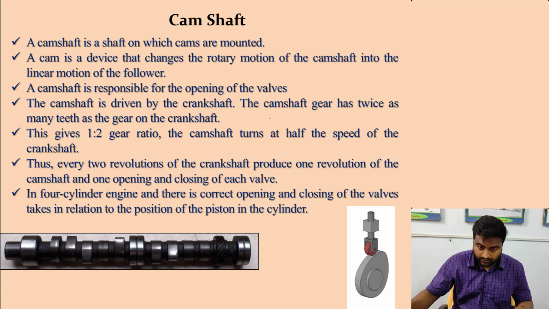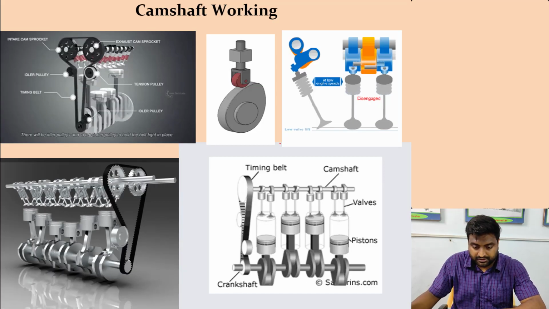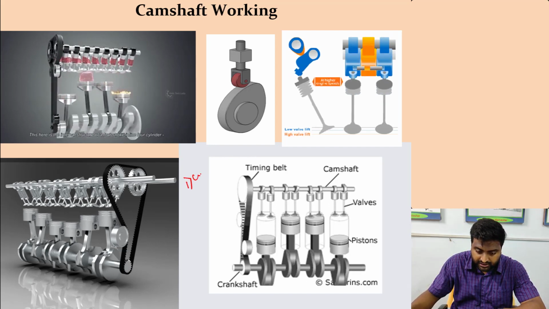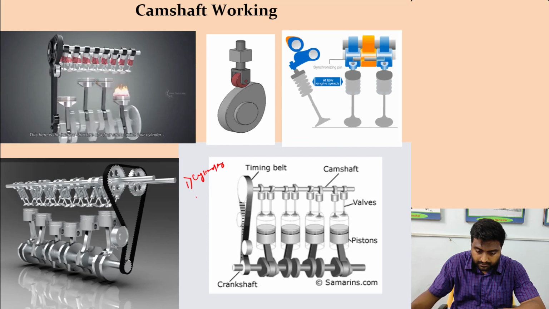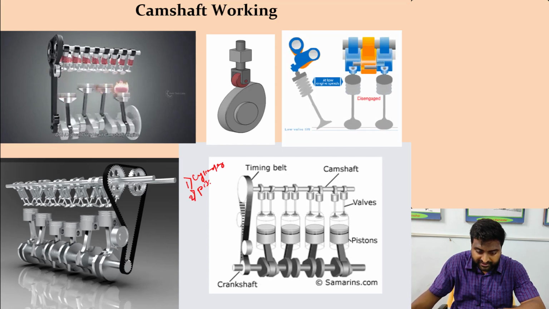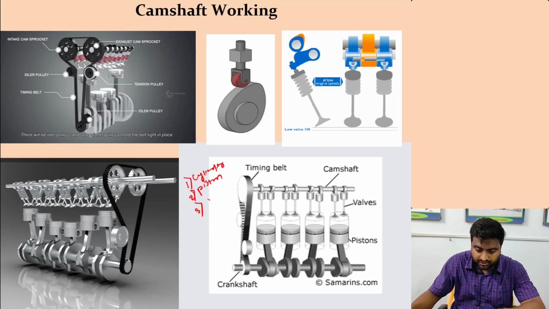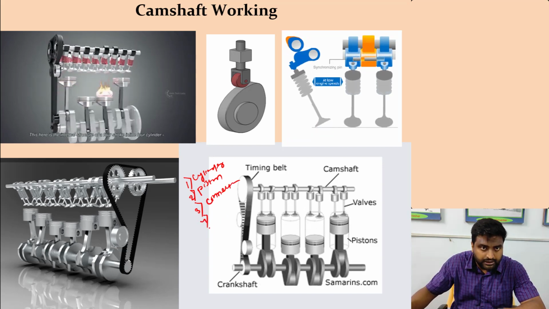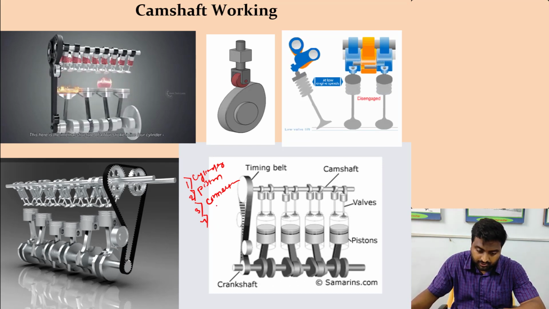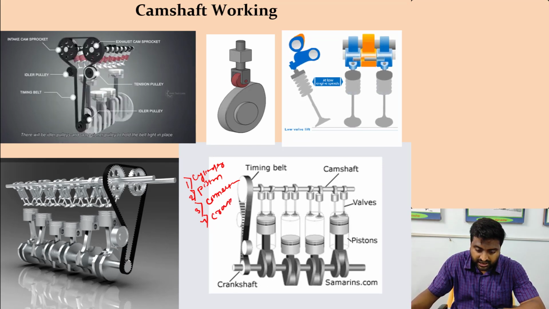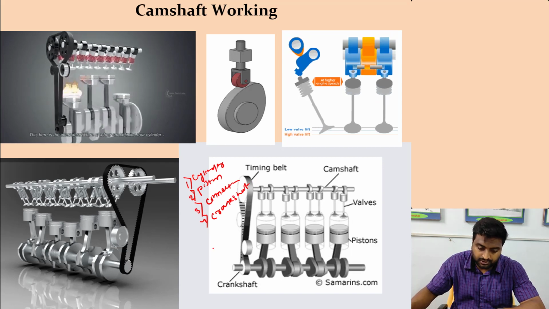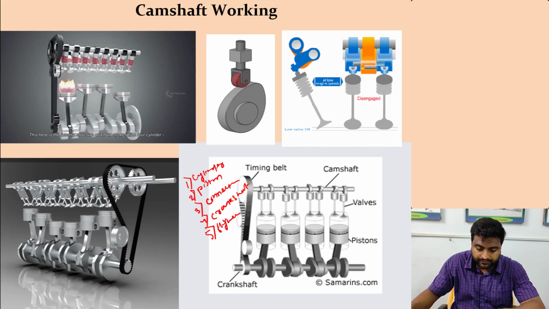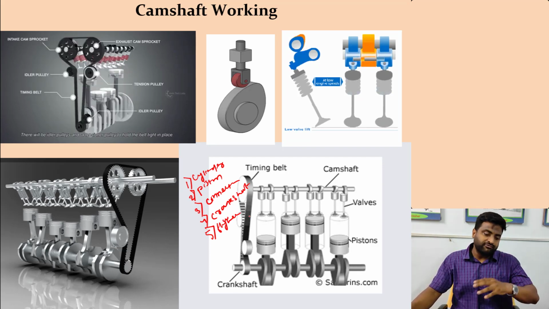Right. Now, I have told you the basic parts. What are the basic parts? One is the cylinder. Second one is the piston. And the third one is the connecting rod. Fourth one, which converts the reciprocating motion into rotary motion, is known as the crankshaft. And the fifth one is the flywheel. Right? So these are the parts I have told you.